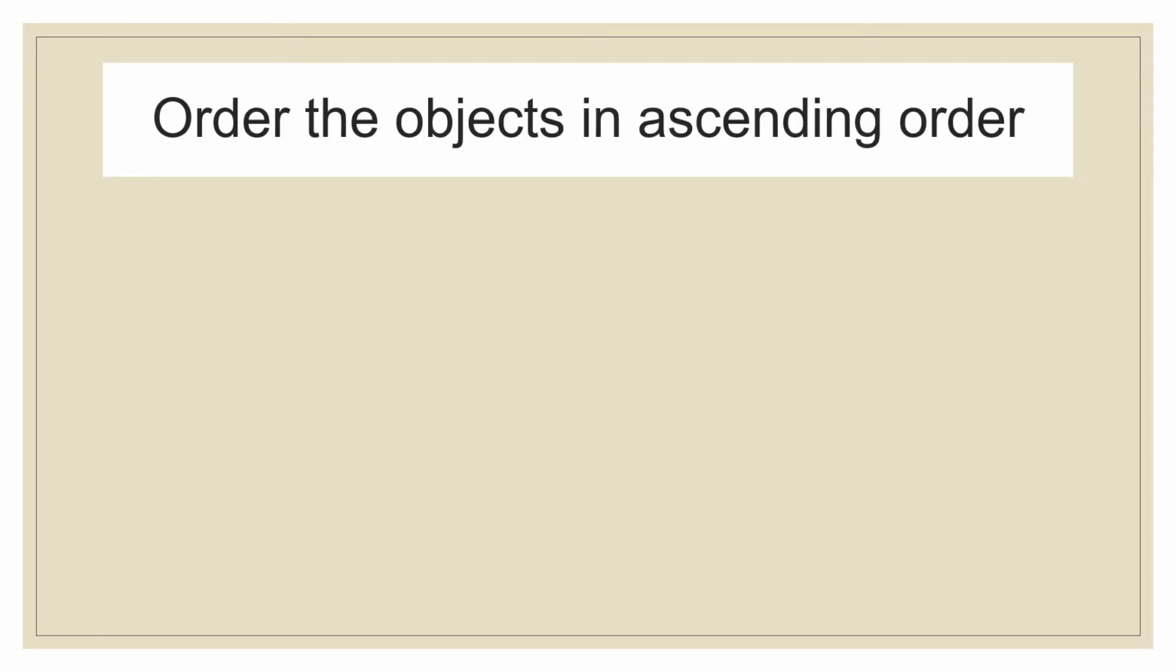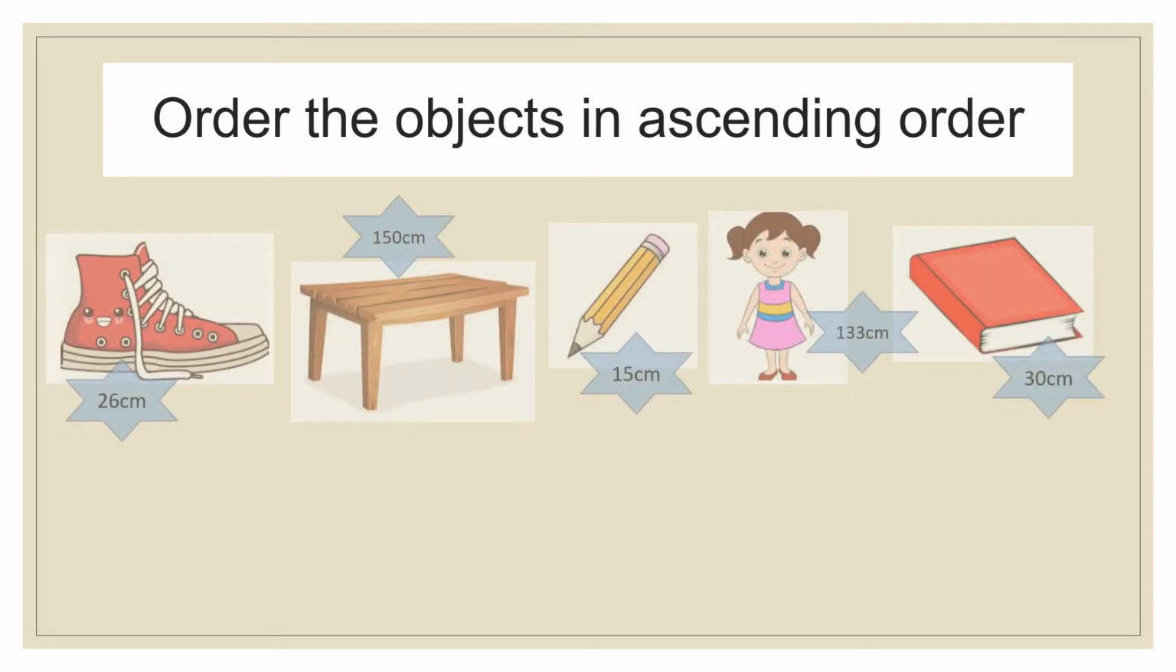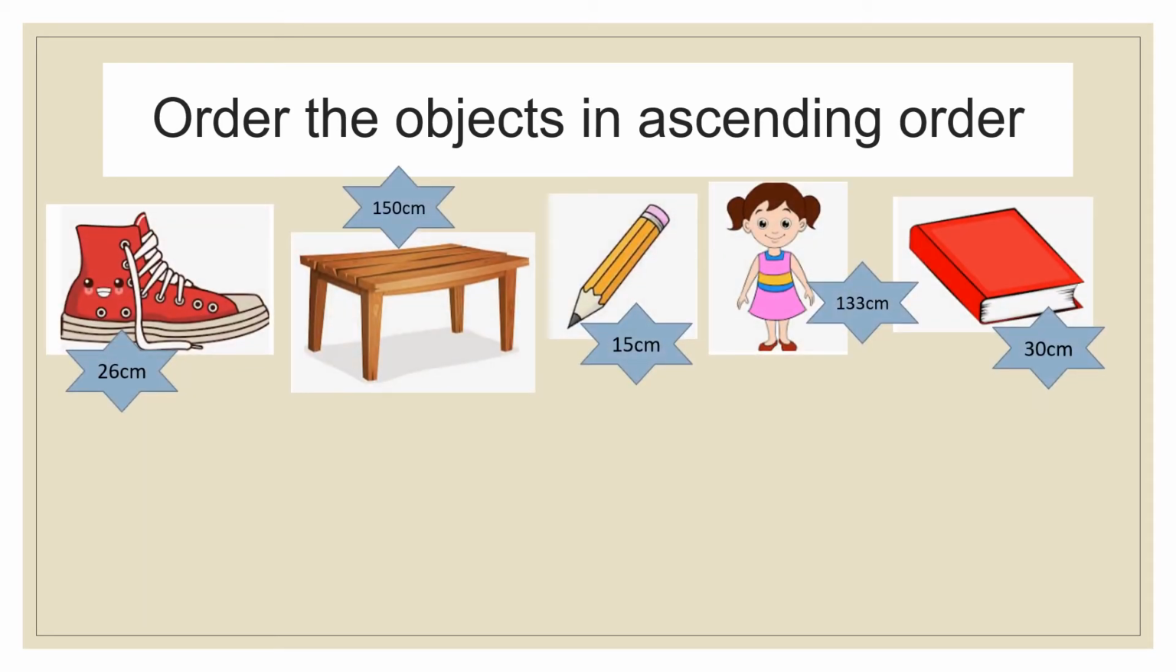Now you have all your measurements, you need to order the objects in ascending order. But what does this mean? Ascending order is where you need to position your objects from the shortest length to the longest length. And now I'm going to explain how to do this.